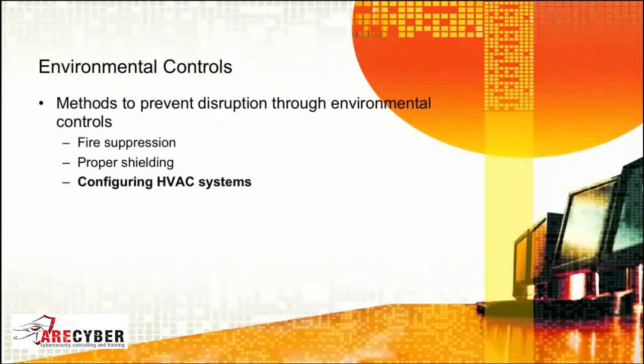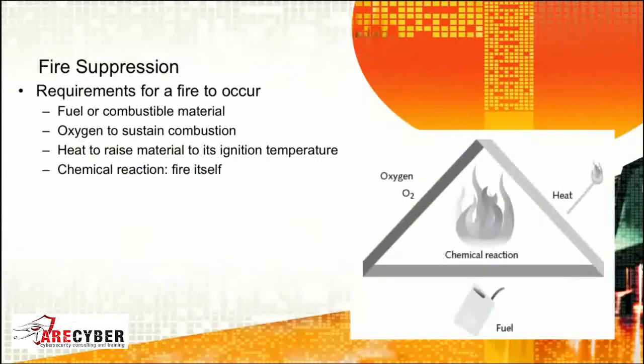Next, when dealing with contingency planning and disaster planning, you need to look at your environmental controls. These are methods to prevent disruption through environmental controlling, such as fire protection, proper shielding, and configuring HVAC systems. So for fire suppression, remember there are just four key elements needed for a fire to occur: fuel or combustible material, oxygen to sustain that combustion, heat to raise the material to an ignition temperature, and then the chemical reaction.